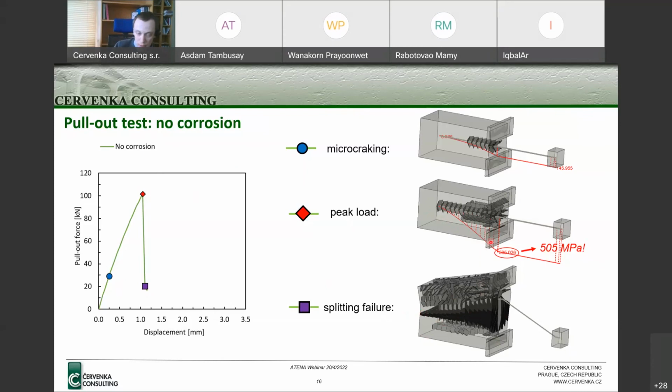One more thing which is worth noting in this image is that the parameters of this analysis were chosen to show some interesting behavior. So the stress in the reinforcement bar is about 500 megapascals, very close to the yield strength of the reinforcement bar. So the question now is, what happens when we apply some corrosion model and start to simulate the reduction of the reinforcement area due to chloride-induced attack.